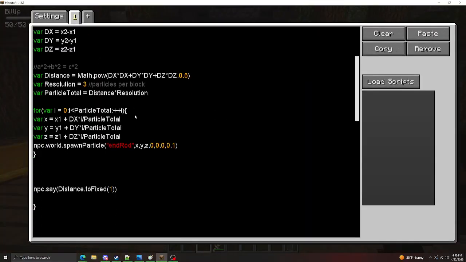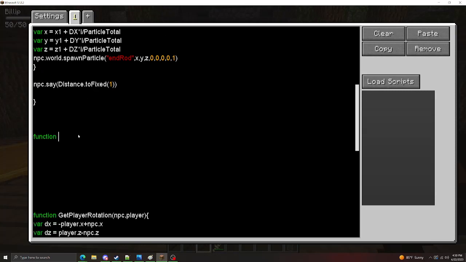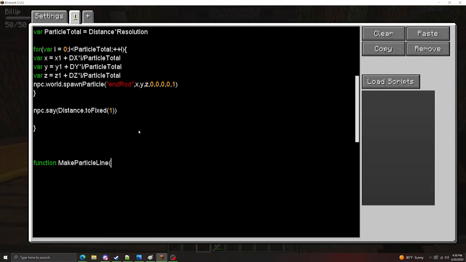Just like the last 2 times, now that we have the math done, let's put it into a function. Okay, so what are we going to need as our inputs? It's just going to be our 2 points. Okay, and then we should probably include our resolution as an input.